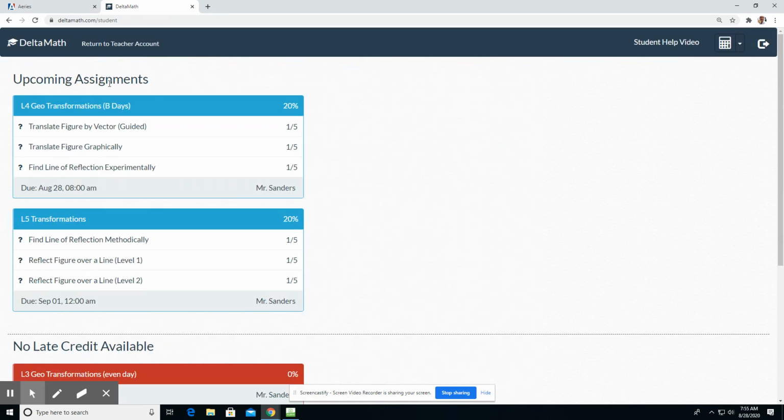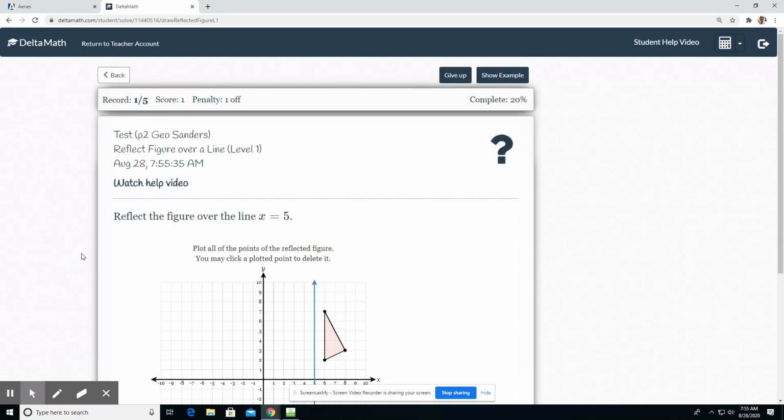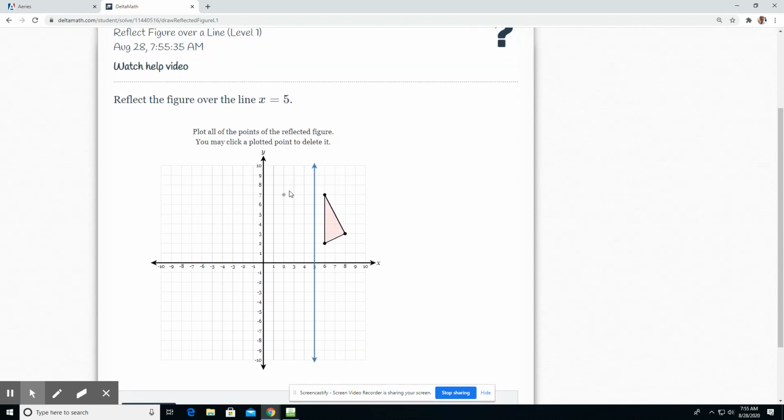The next problem: reflect the figure over the line x equals 5. We're reflecting it over x equals 5. It hits 5 on the x-axis. Notice it doesn't touch y, so this equation has no y in it. It never touches y, only 5. No matter what I do, x is always 5.